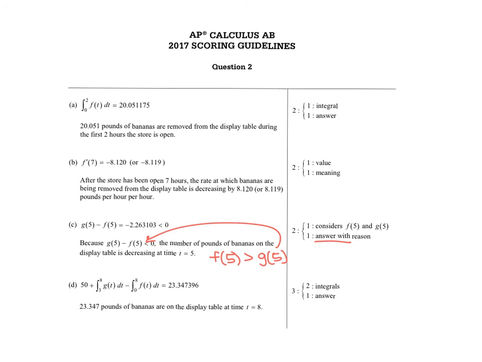And then the last one, we have 2 points for the integral. So as long as you have something like this, that's 2 points, and then your answer is another point. Alright, so now it is really done.